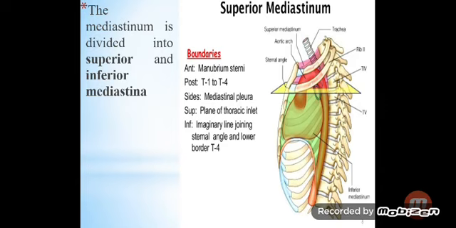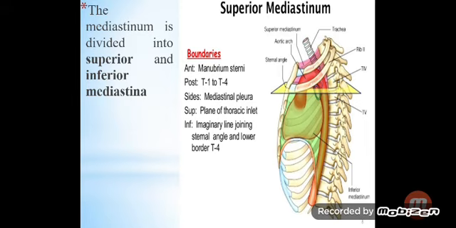In order to understand the mediastinum, it will be divided into superior mediastinum and inferior mediastinum. If you look at this slide, you will see that there is an imaginary plane. It is an imaginary plane passing from the sternal angle anteriorly to the lower border of the body of T4 posteriorly. Right? So this is an imaginary plane. This will divide the mediastinum into superior one and inferior one.